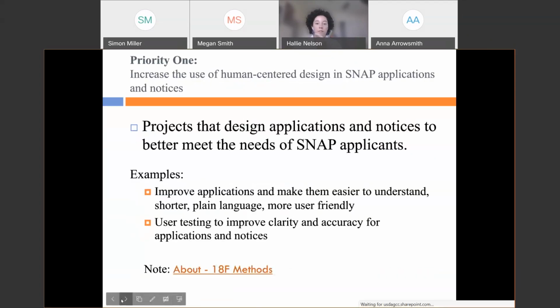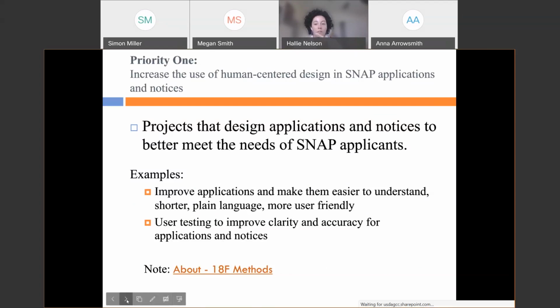Priority Area 1 focuses on projects that center the user when designing the project. The user could be a SNAP client, caseworker, or other stakeholder. Such projects improve ease of access to and administration of SNAP. You can find more about human-centered design using the link in the RFA and in this slide. Here's a brief definition for you.